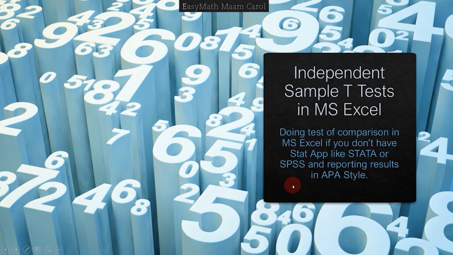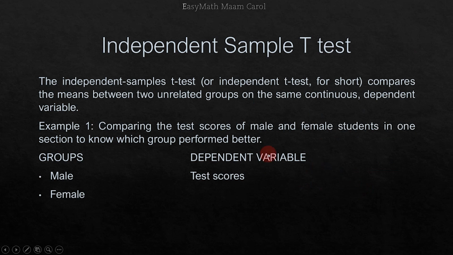Aside from this computation, I would also be discussing the results and how to report it in APA style. What is an independent sample t-test? So it says here that the independent sample t-test, or independent t-test for short, compares the means between two unrelated groups on the same continuous dependent variable.